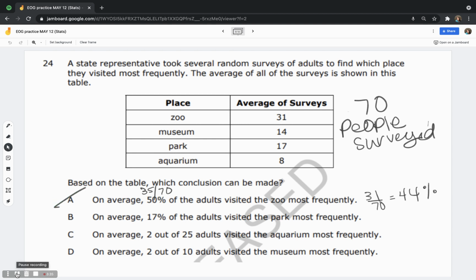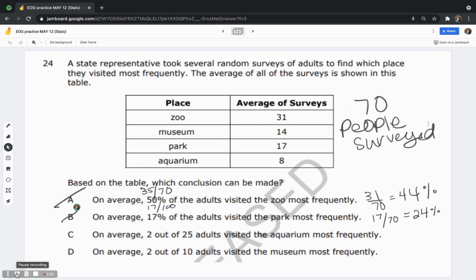B says on average, 17% of adults visited the park most frequently. So 17 out of 70. And again, you might know that percent is out of 100, so this would be 17 out of 100, which is not equal to 17 out of 70. But again, you could convert 17 over 70 to a percent by dividing, and that would be 24%, which is not equal to 17%.